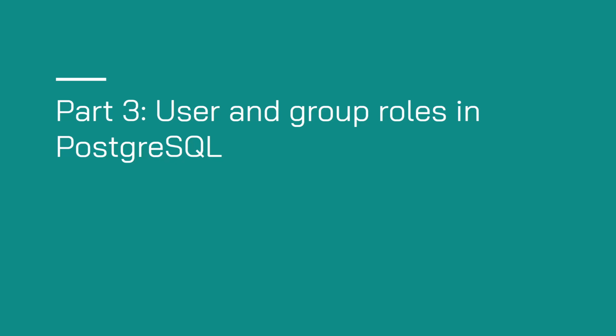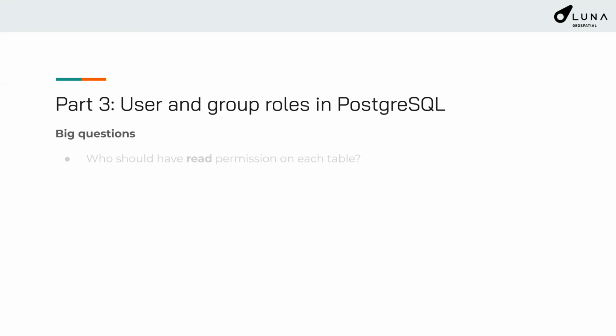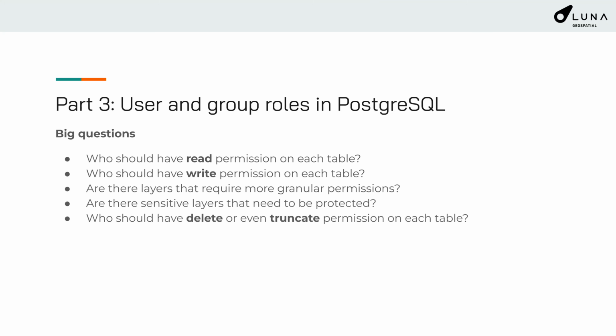Part 3, user and group roles in PostGIS. So what we did is asked a bunch of big questions. Whenever we approach a client, we have to ask these same big questions. So who should have read permission? Who should have write permission? Are there layers that require more granular permissions? Are there sensitive layers that need to be protected? Who should have delete or truncate?